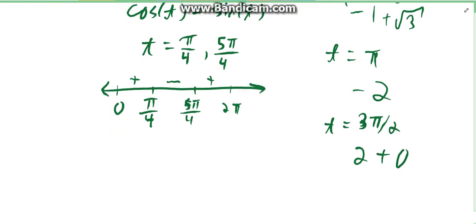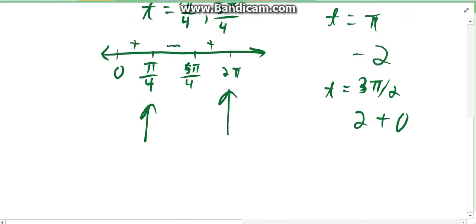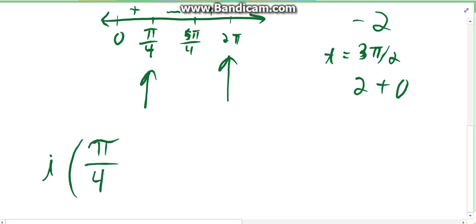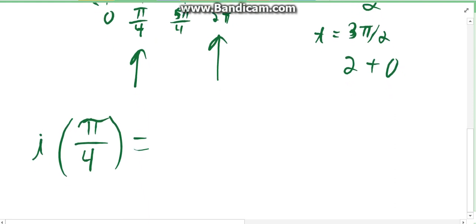So possible maximums, just to finish this, kids. I know you're dying to know. All right, pi over 4 and at 2 pi. You got to plug them both in and see which one's the max. But it's going to be at pi over 4. I'll just go ahead and finish this. Don't worry about it.